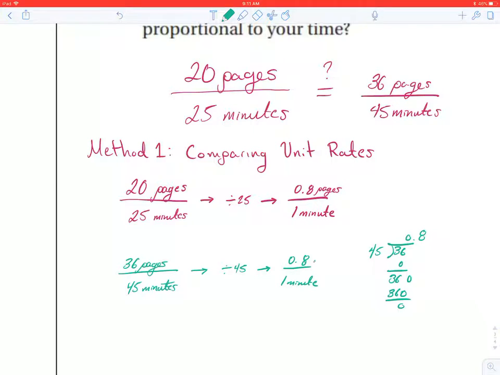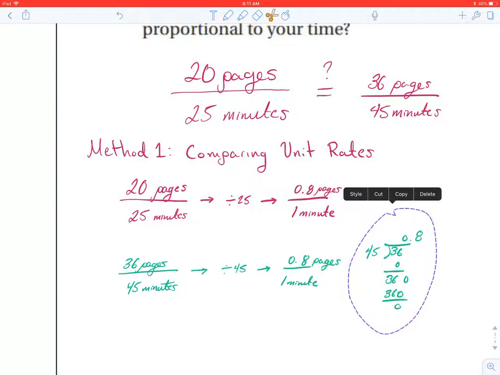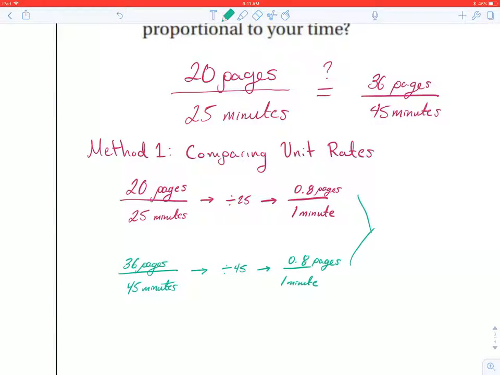And so we get that they do indeed have the same unit rate. Reading 20 pages in 25 minutes is the same as reading 36 pages in 45 minutes, because you're reading at a rate of 0.8 pages per minute, or 4/5 of a page every minute. And so we would say, then, after determining that the unit rates are the same, yes, they are proportional.